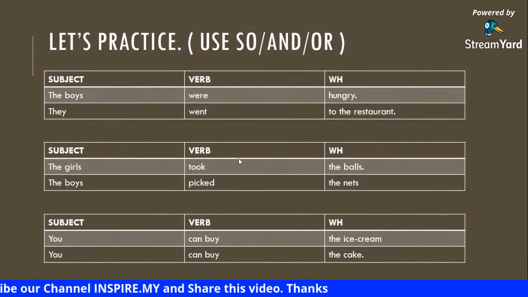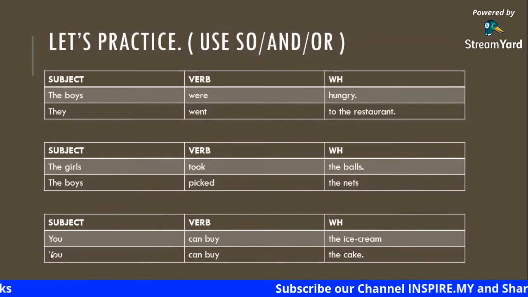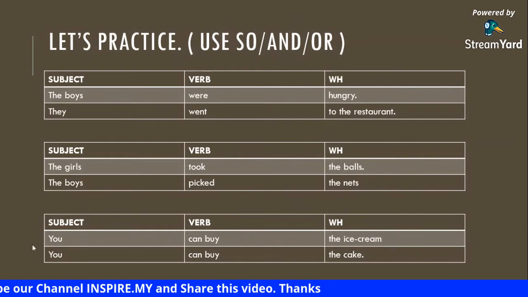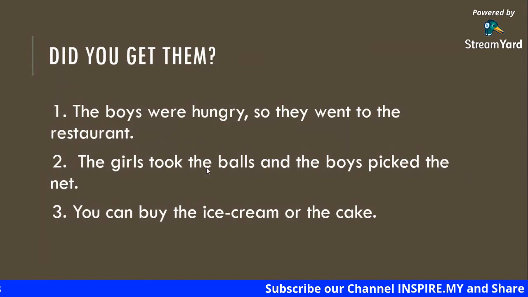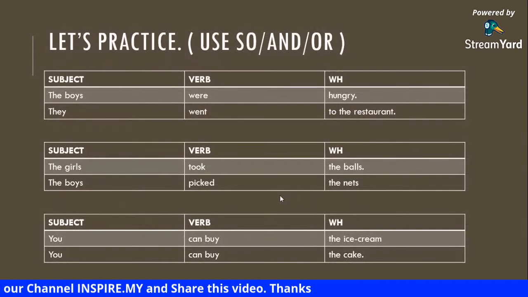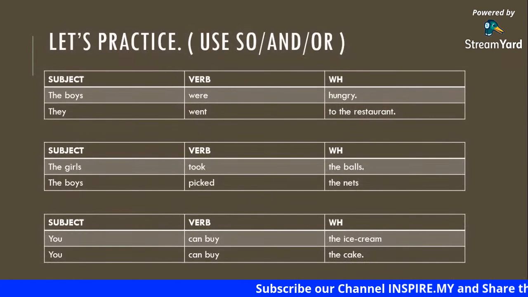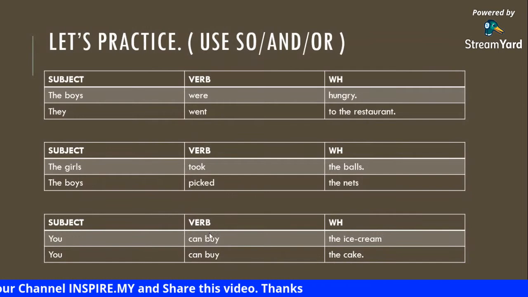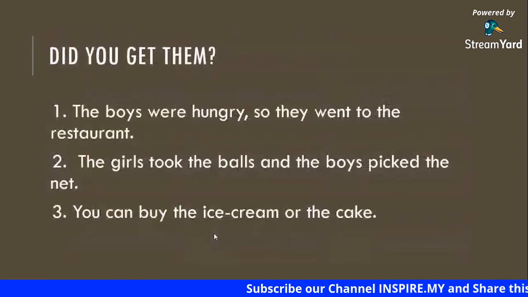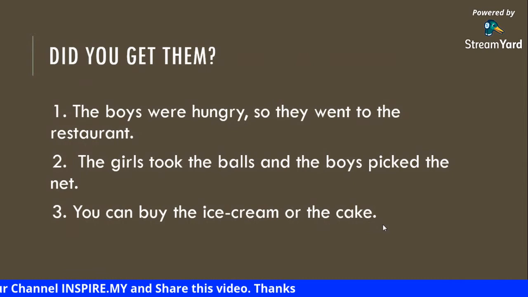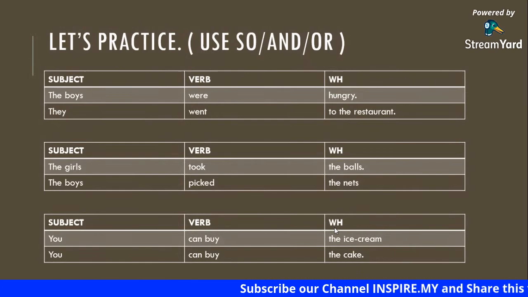All right, next. The boys took the balls. The girls took the balls. The boys picked the nets. And I asked you to use the conjunction and. So, if you use the conjunction and, you would get the answer: the girls took the balls and the boys picked the nets. Okay? Last but not least, you can buy the ice cream, you can buy the cake. So the verb here is the same, so you just write it once. And how would we write it? You can buy the ice cream or the cake. See? Two sentences brought together by one conjunction. This is how you write compound sentences.